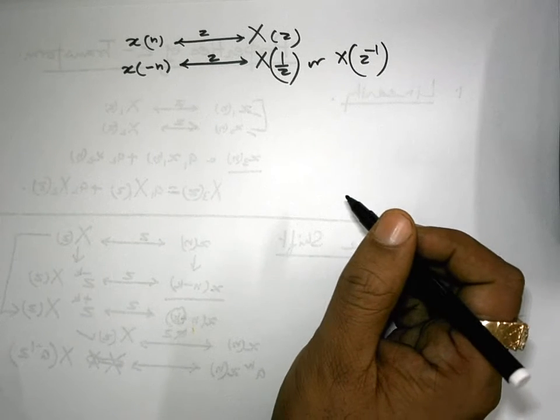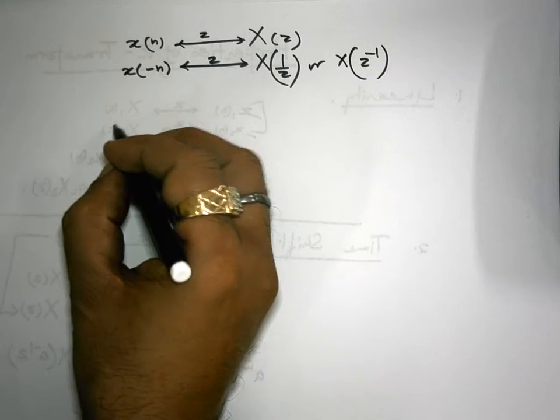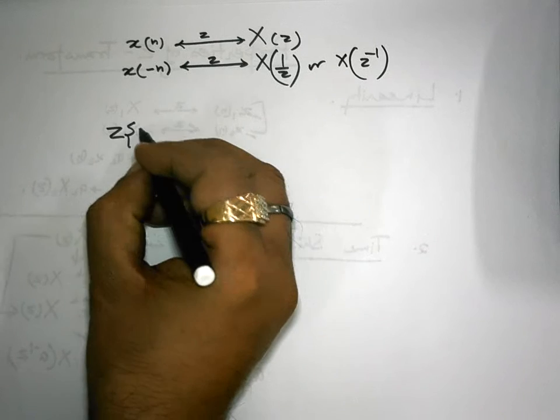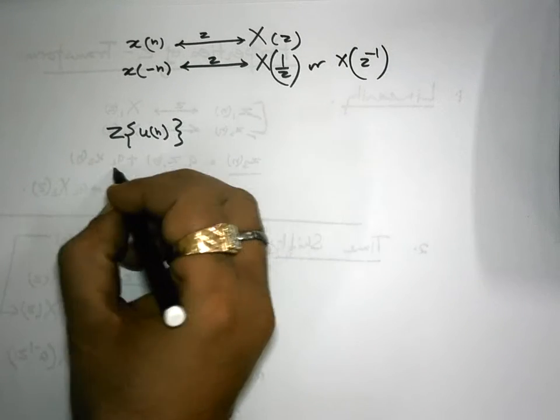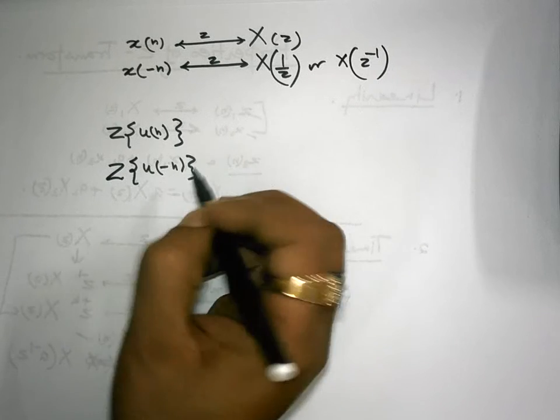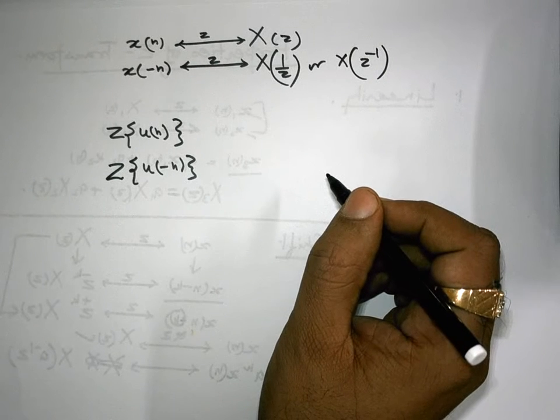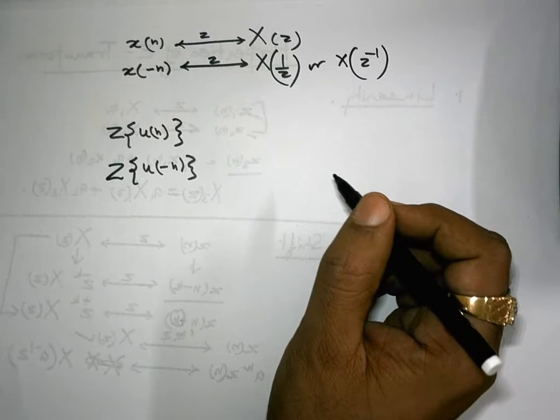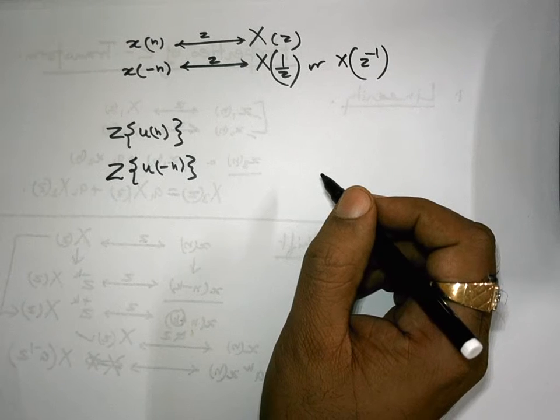In this way we have evaluated that if we know the Z transform of the signal u(n), then we can evaluate the Z transform of the signal u(minus n). This we did in our earlier problem.